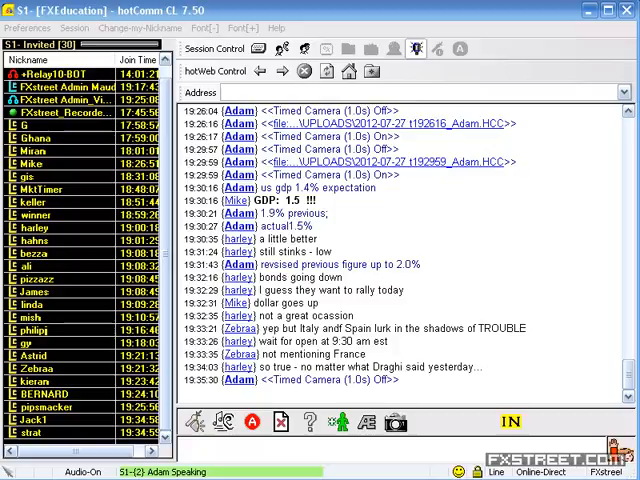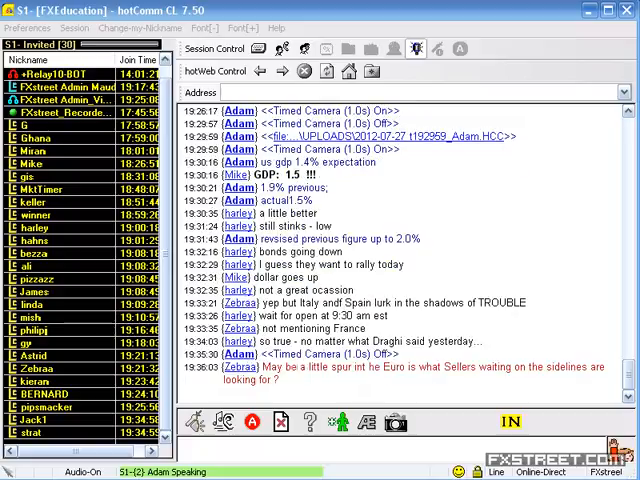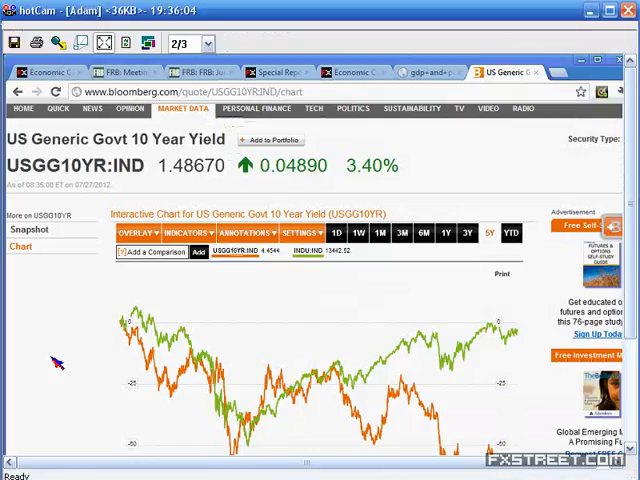This is a chart, 5 years, and what's the symbol for the Dow Jones? Is it IND, INDU, or INDU? There we go. Okay. All right.